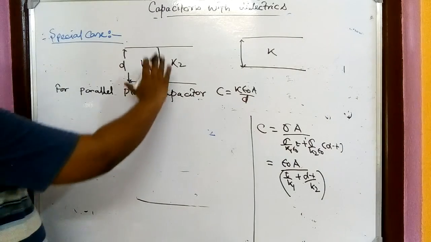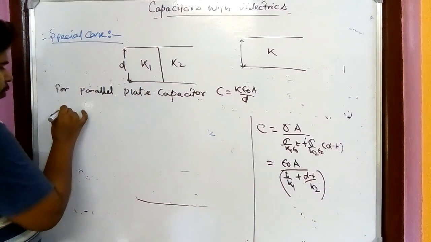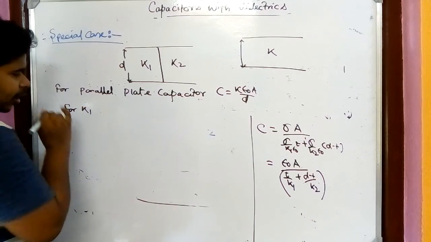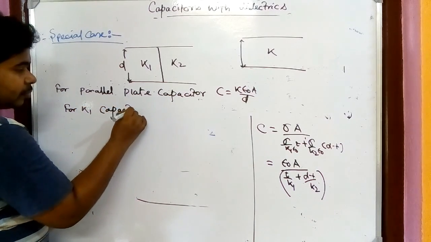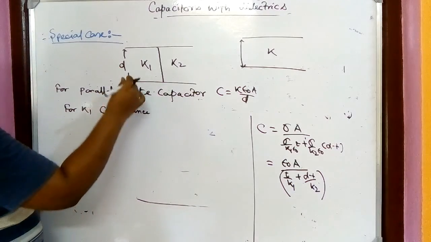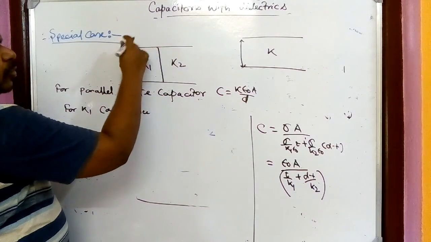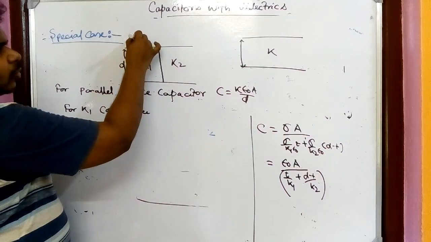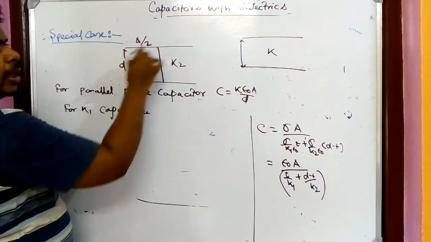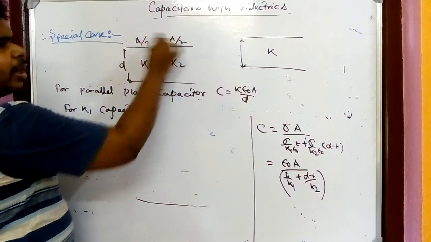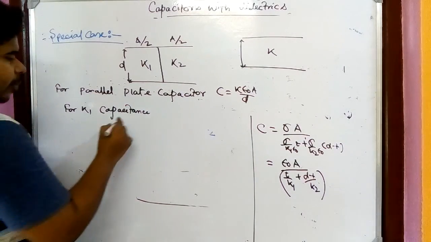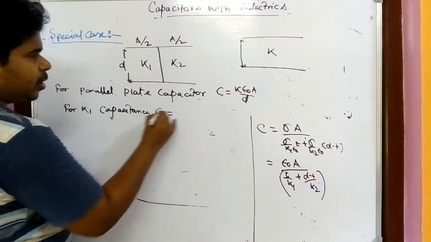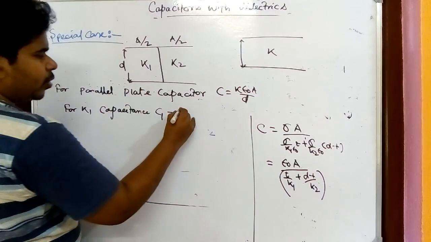Okay, first we have to forget about K2. So for K1 capacitance, and now you see, if I am talking about the area, for K1 the area should be A by 2, for K2 the area should be A by 2 separately. So for K1 capacitance C1 is equal to, you see what it will be?